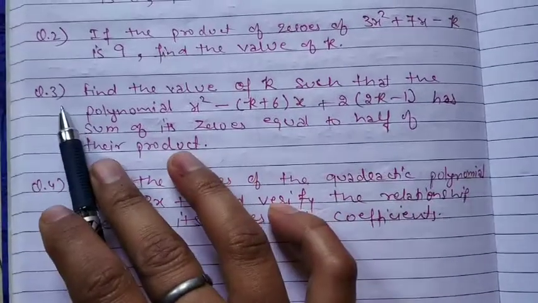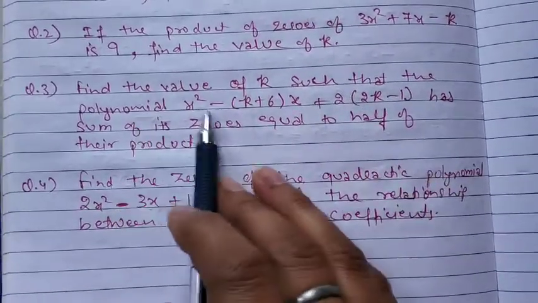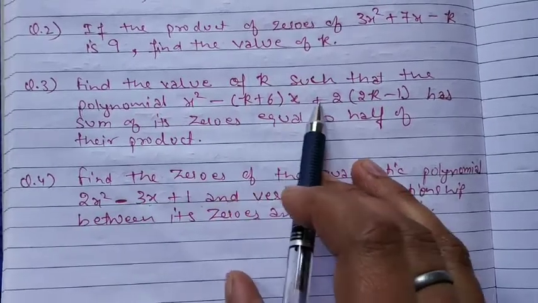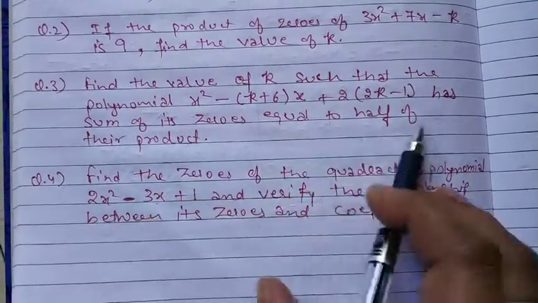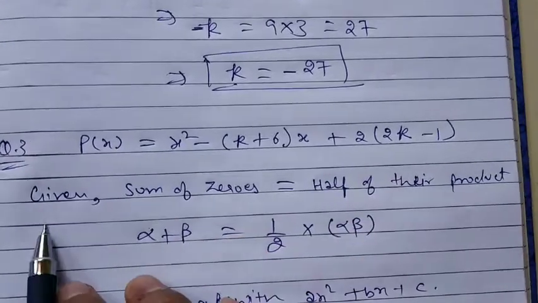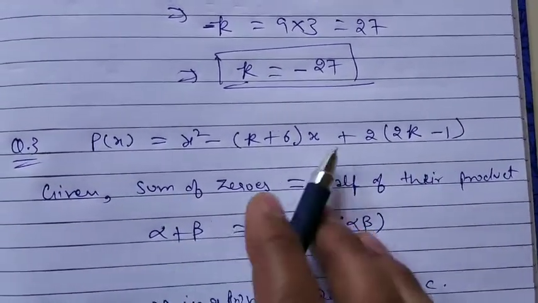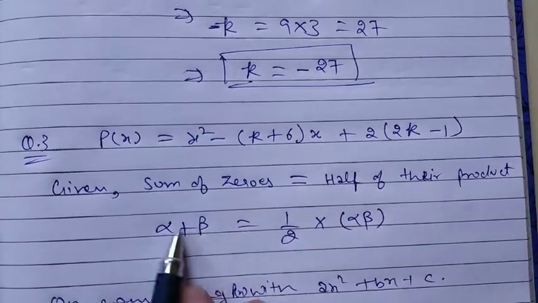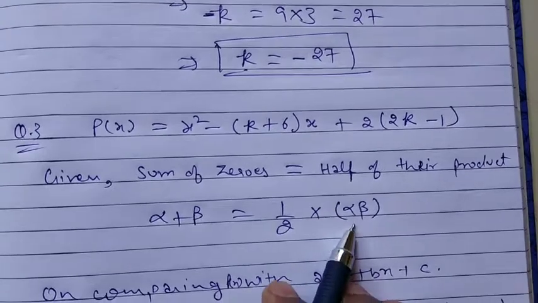Okay, so in the third question it is asked to find the value of k such that the polynomial x square minus (k plus 6) x plus 2(2k minus 1) has sum of zeros equal to half of their product. Means the polynomial is this and given sum of zeros equals half of their product. So if alpha and beta are the two zeros, then the sum of zeros alpha plus beta is equal to half of the product, that is half of alpha beta.